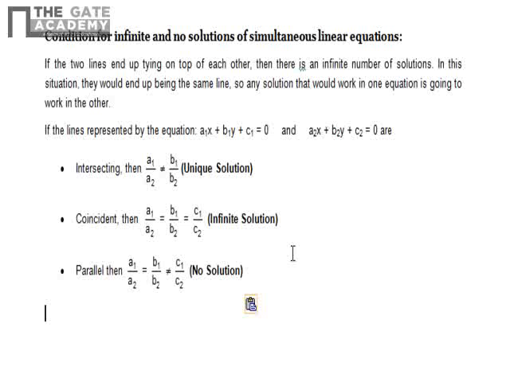So if there is a case when you get a1 upon a2 is equal to b1 upon b2, which in turn does not equal c1 upon c2, then you have to know that these two equations represent two parallel lines, and two parallel lines will never intersect, and that's why we'll have no solution. We cannot get a solution for those two simultaneous equations.